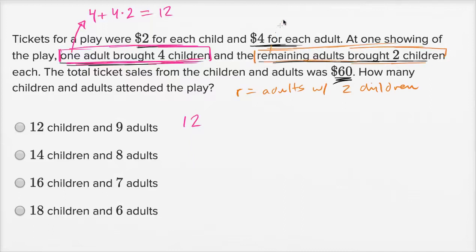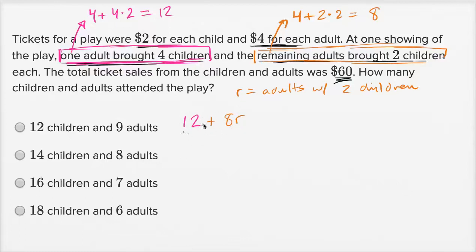So each of these adults with 2 children, how much are they going to spend? Well, they're each going to spend $4 on their own ticket for the adult, and then they're going to have 2 children at $2 each. So they're going to spend $4 on the children's tickets. So they're going to spend $8 in total. So each of these adults with 2 children are going to spend $8 at the play, and there are R of them. So this is the total amount of ticket sales from the adults with 2 children.